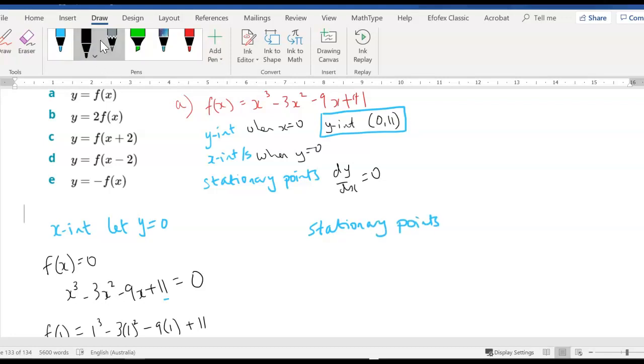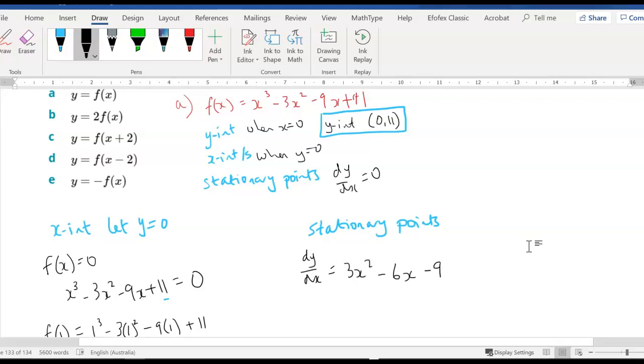All right, so to get the stationary points, we do need to find the derivative. So dy dx or f dash x, however you want to write it. I'm just going to stick with dy dx because that's what I wrote up here. So your derivative of x cubed is 3x squared. Then negative 3x squared becomes, what's that? 6x. And then minus 9. All right, so there's your gradient function.